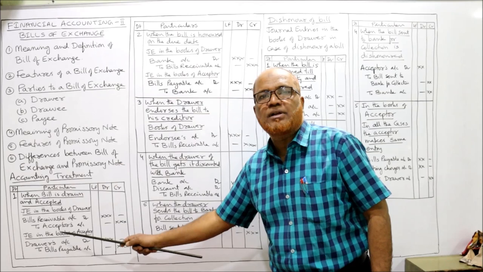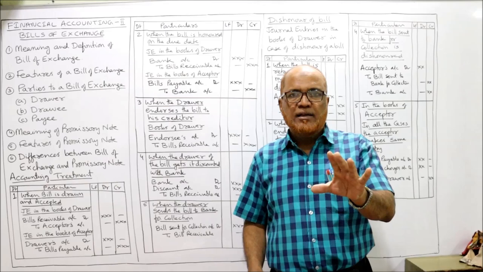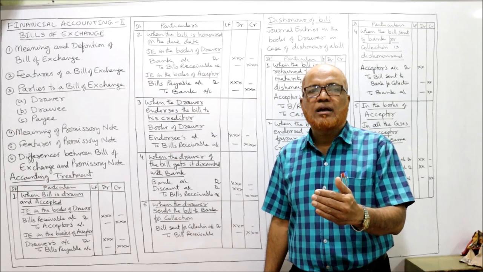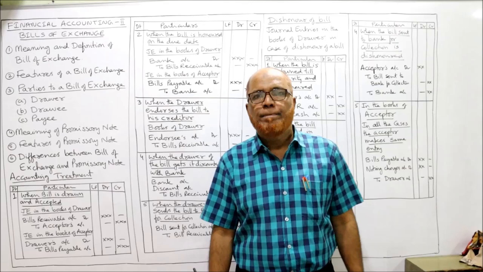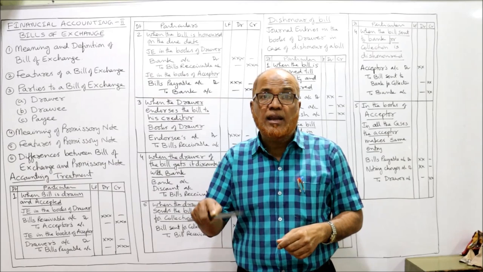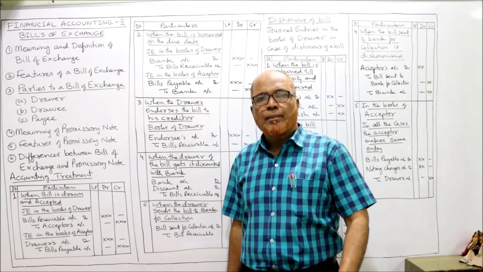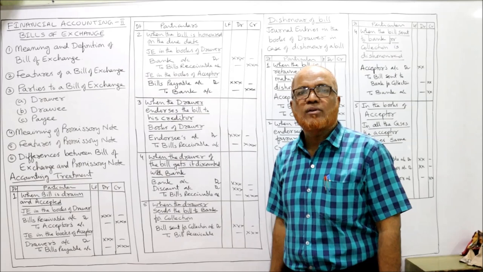You are the acceptor. आप ड्रॉई थे, जैसे ही मैं बिल दिया आप उसके ऊपर एक्सेप्टेड लिख दिए, तो आपका नाम अब एक्सेप्टर हो गया, ड्रॉई जाकर एक्सेप्टर हो गए. सो बिल्स रिसीवेबल अकाउंट डेटर टू एक्सेप्टर्स अकाउंट. While solving the problem we will write the name of the person. यहां पर अंडरस्टैंड करने के लिए एक्सेप्टर लिख रहे हैं, जब प्रॉब्लम करेंगे तो एक्सेप्टर का नाम रहेगा वहां पर, मिस्टर एक्स, मिस्टर वाई, मिस्टर जेड, जो भी है. तो बिल्स रिसीवेबल अकाउंट डेटर टू मिस्टर बी. Suppose you are B, I am A. So I will pass the entry, bills receivable account debtor to B's account, acceptor's account. This is the entry in the books of the drawer.